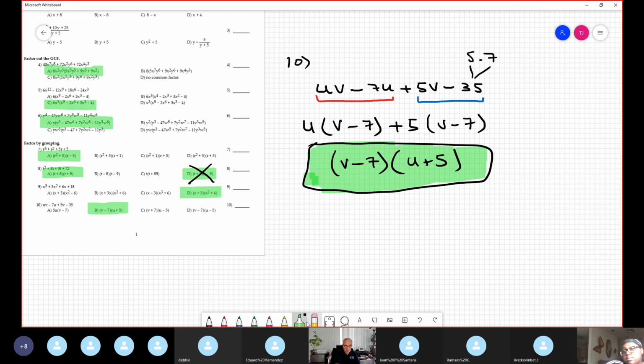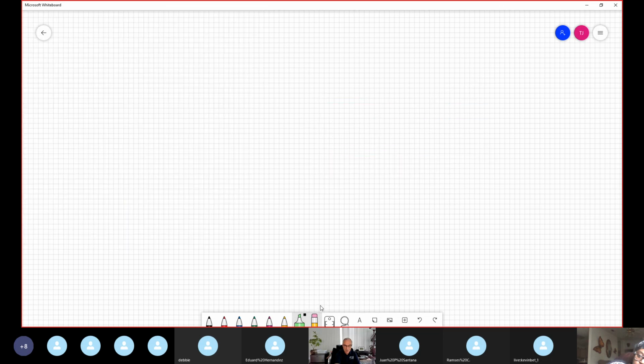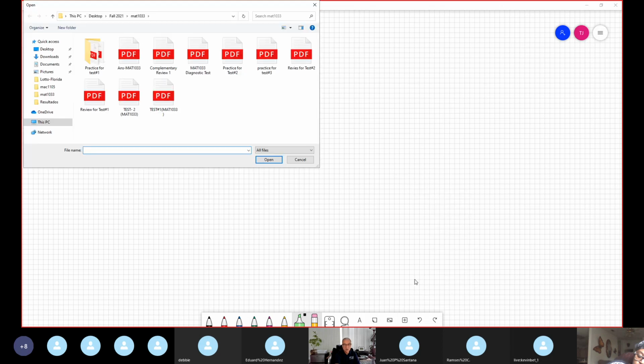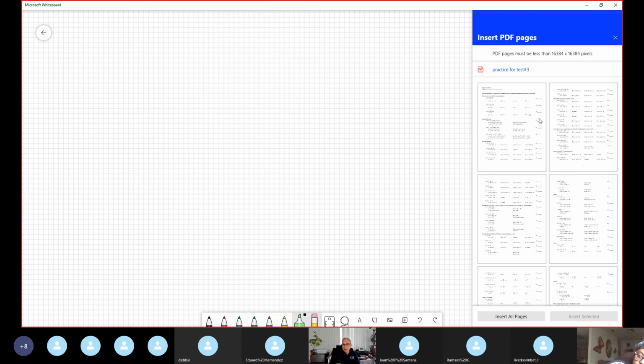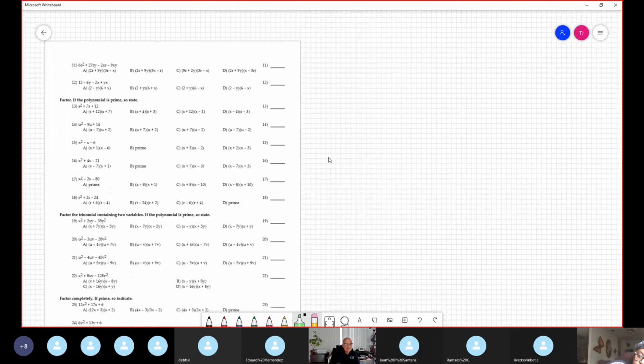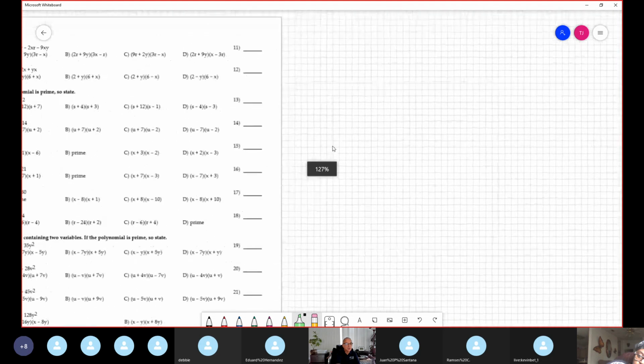Okay. Let me erase the board totally, and let me upload the second page of this package. What is that? Practice for 3. I suppose it's this. Yes, it is. Okay, this is the next page, page number 2. We have 2 more examples of the grouping.